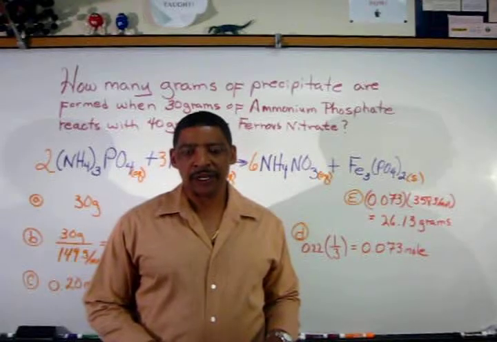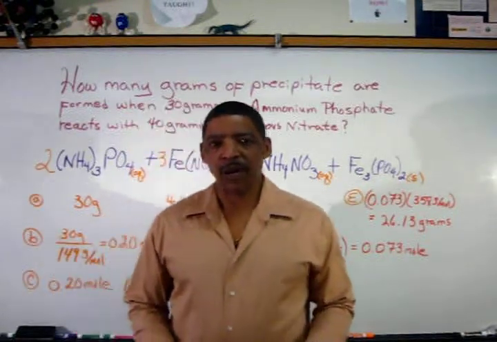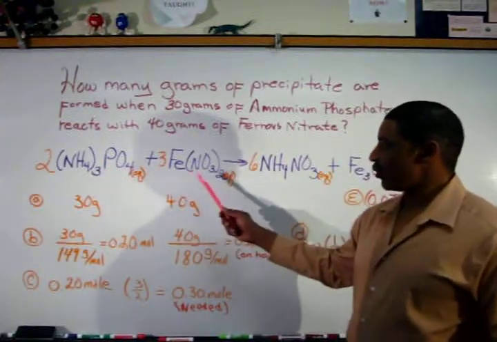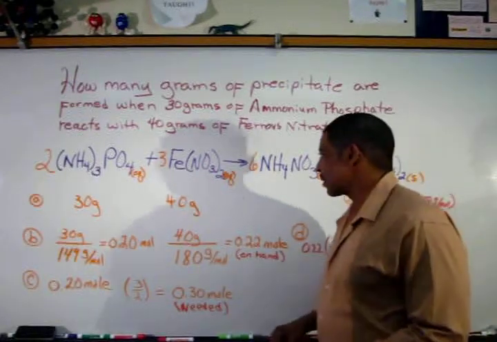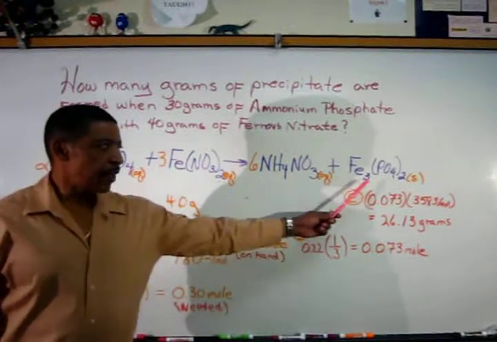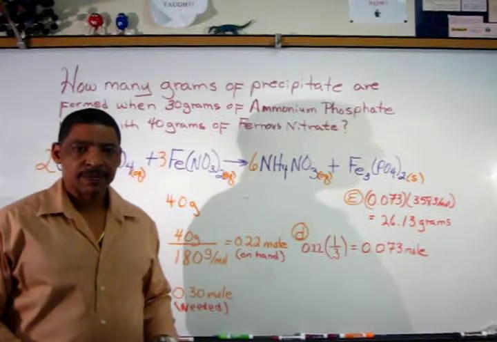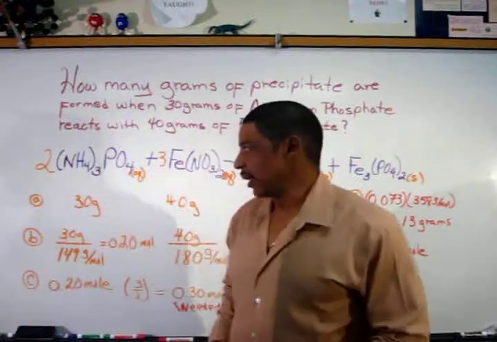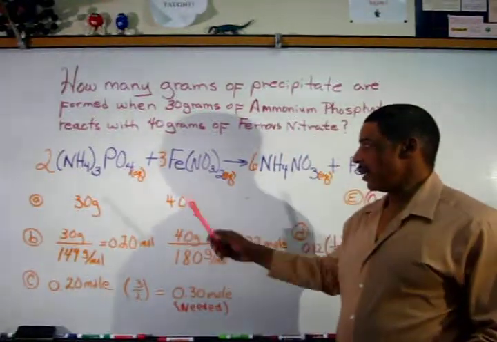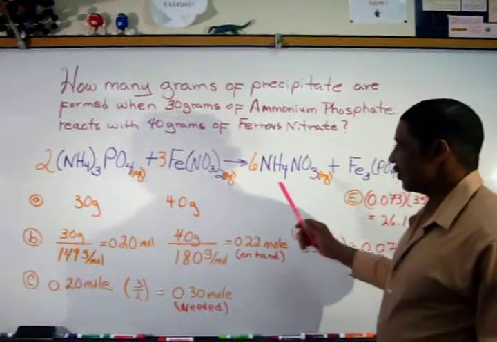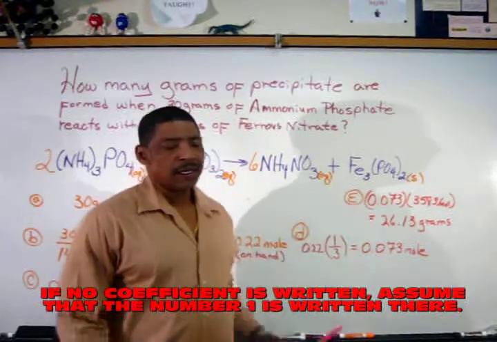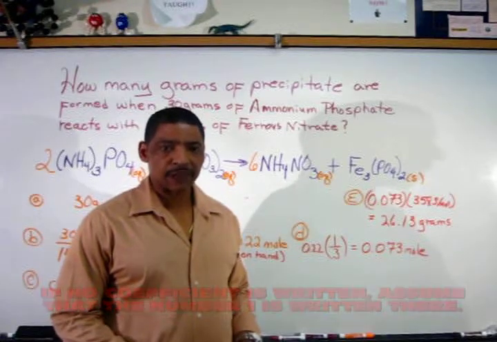The first step in solving this practice problem is to write a proper balanced equation where ammonium phosphate reacts with ferrous nitrate to produce ammonium nitrate and ferrous phosphate. To balance the equation, simply place a 2 in front of the ammonium phosphate, a 3 in front of the ferrous nitrate, a 6 in front of the ammonium nitrate, and a 1 in front of the ferrous phosphate.